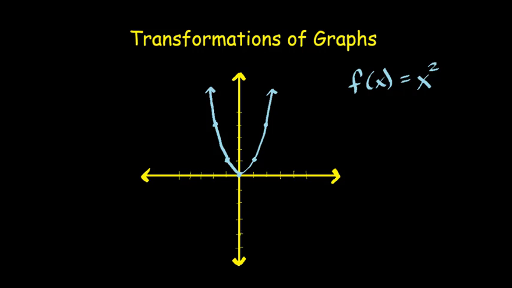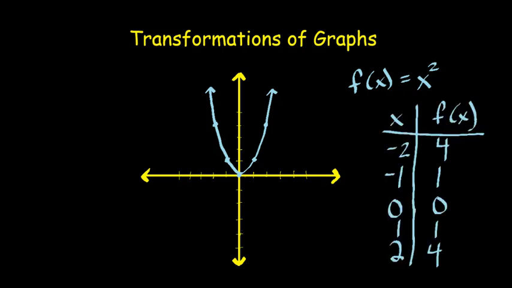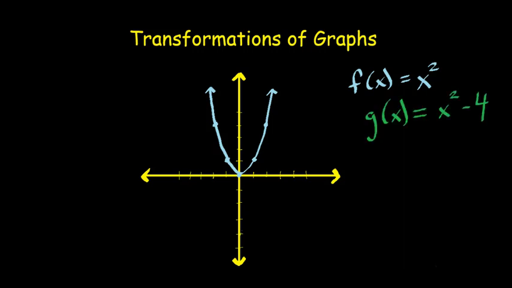We can graph this function by either using a graphing calculator or making a table of values. These are the 5 points that I plotted here. So this is how I came up with the original graph for y equals x squared. Now let's take a look at some transformations of this function. For instance, let's try to graph the function g of x equals x squared minus 4.